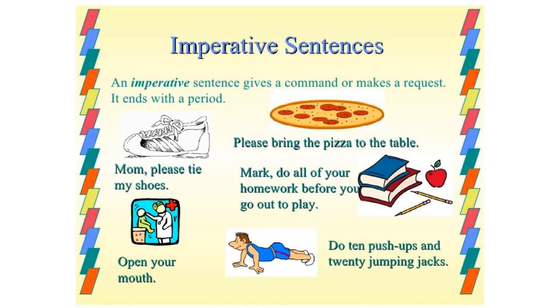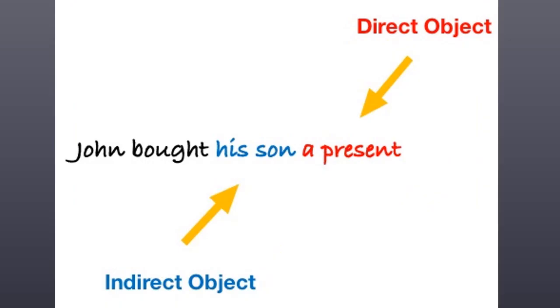Another sentence. Open your mouth. Where is the subject here? Excellent. It's you. It should be you open your mouth. Do 10 push-ups and 20 jumping jacks. Also here, we understand that the subject is you. Excellent.